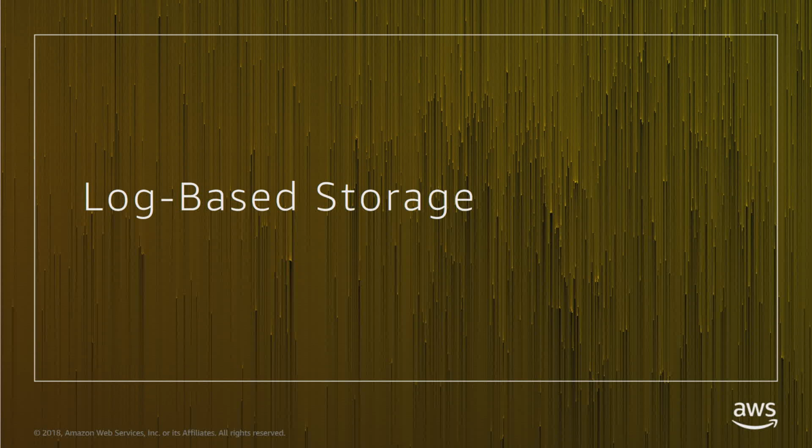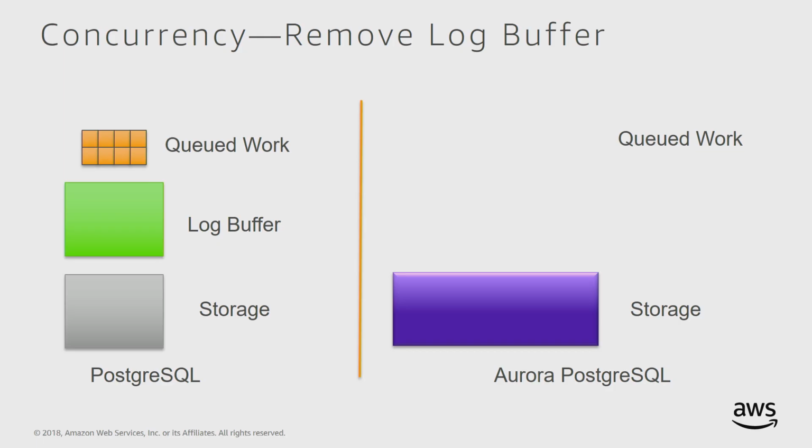It's all about that we've moved part of the database into the storage, right? So I'm going to walk you through the difference between how regular Postgres works and how Aurora works. On regular Postgres, you have all these pieces of queued work, right? What I mean is that you have commits that are pending. Basically, 8 of your sessions have all said commit at once, and they're all ready to go and waiting, so that when you say commit, they can all flow into the log buffer, right?